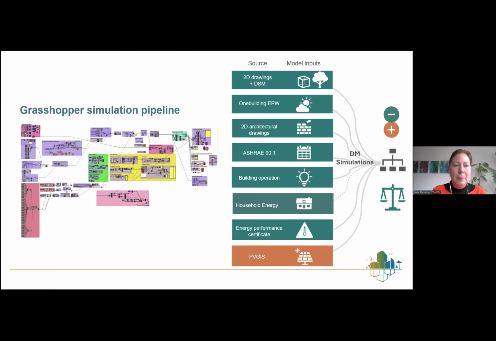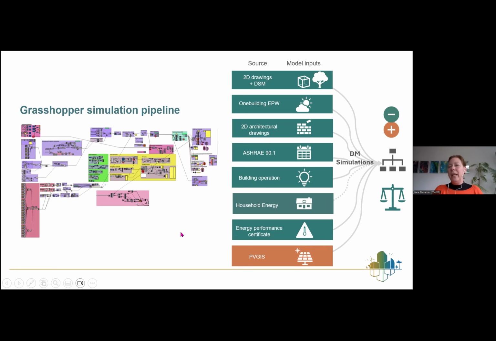And technically, we work with the parametric tool Grasshopper as a simulation pipeline, which allows us to add modules very easily or make changes. Here are also the different data sources we work with. We have more, but just to give you an idea of what we're working with.